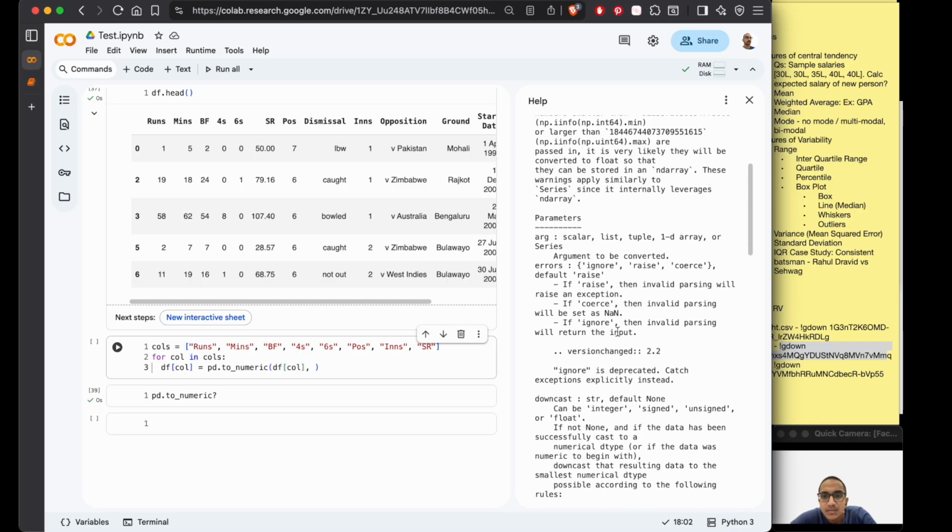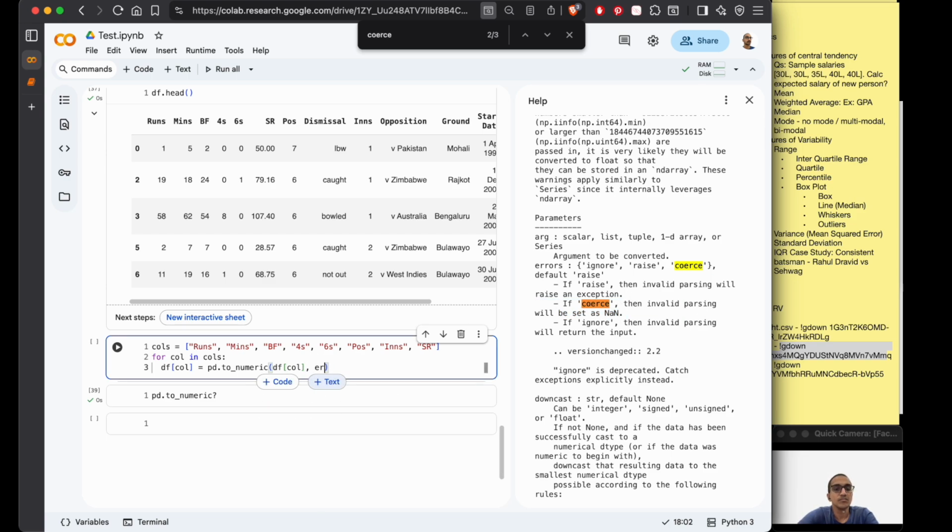Wait, one second. Yeah, raise an exception. If coerced, then invalid parsing will be set as NaN. So that's what we want, right? If there are any issues, then just set the value as a null value.